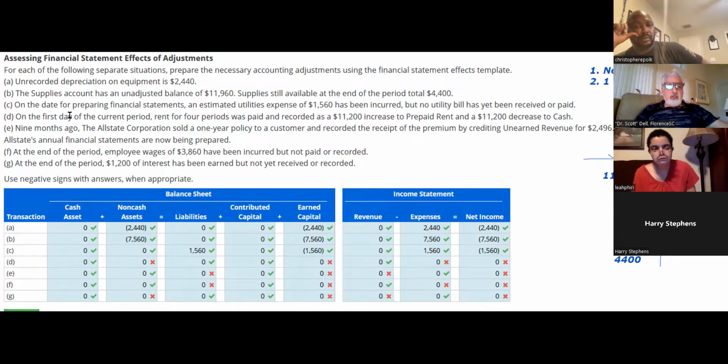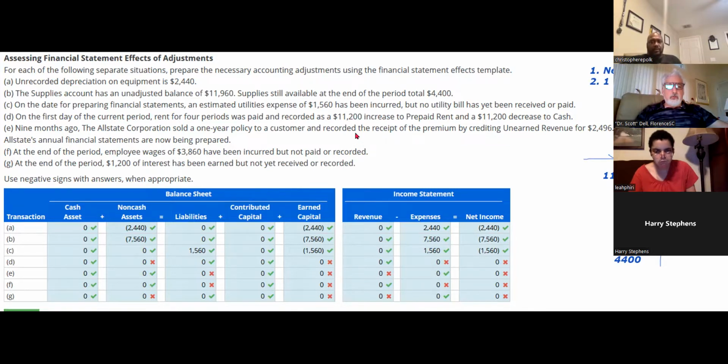All right, D. On the first day of the current period, rent for 4 periods was paid and recorded as an 11.2 increase in prepaid rent and an 11.2 decrease in cash. Now, is this monthly? Rent for 4 periods was paid. So are we going to do one month's worth? Are we going to do all 11,200? Wouldn't it be 11.2 divided by 4?